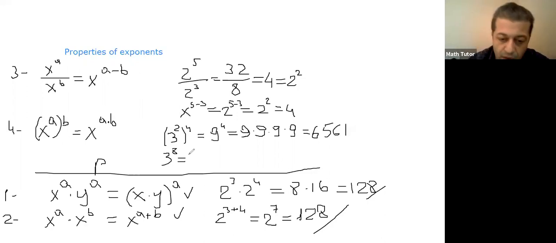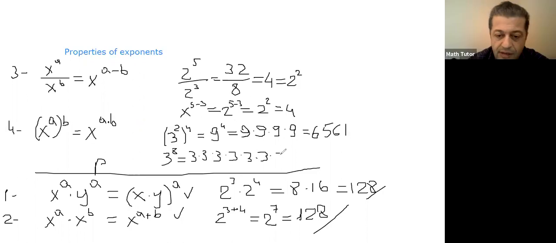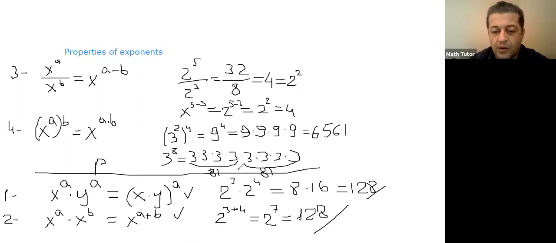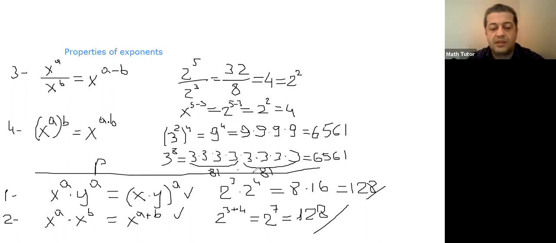Again, we have other 4 exponents. So we have 3 times 3 times 3 times 3, times 3 times 3 times 3 times 3. If we take these 4 exponents, the result is 81, because 3 times 3 is 9, 9 times 3 is 27, 27 times 3 is 81, and we have another 81 here. We multiply them by each other, and the result is again 6,561.